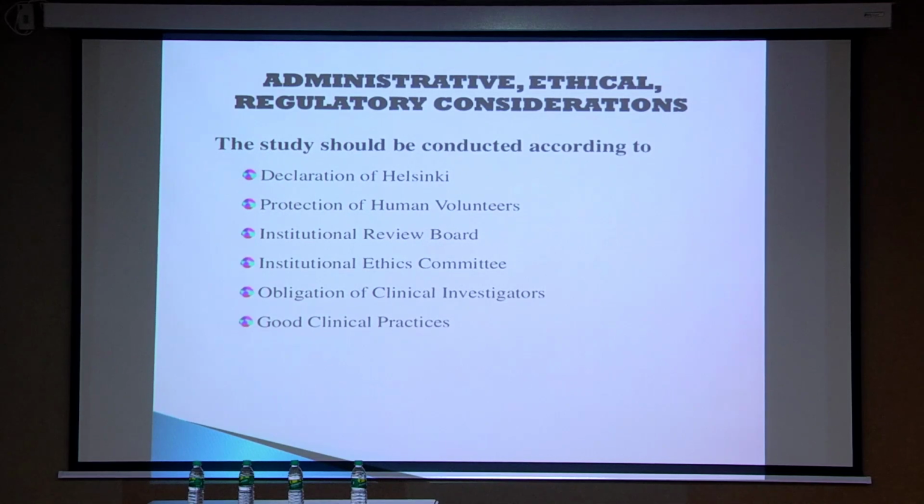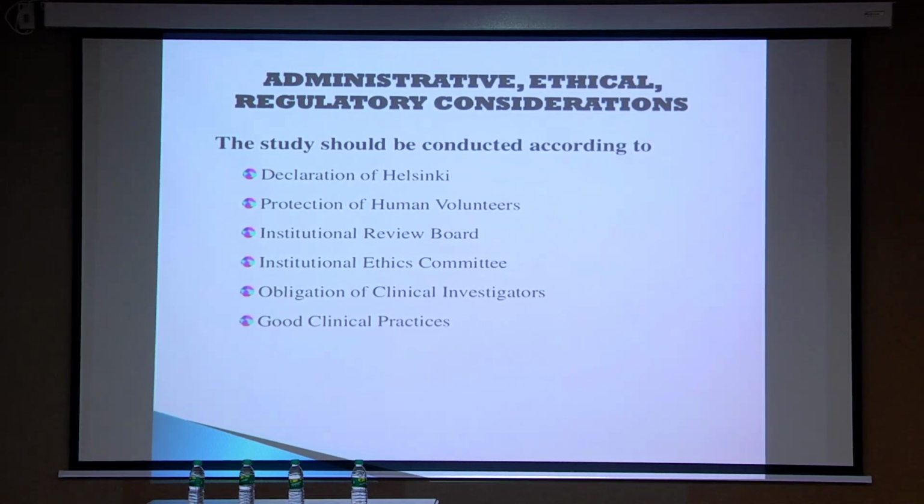Administrative, ethical and regulatory considerations: the Declaration of Helsinki. This is the protection of humans, and it is very important at the final stage. There is a participant information sheet, and certain questions are to be given to the participants. Those questions need to be answered by declaration according to the standard Declaration of Helsinki. Then it goes to the institutional review board, followed by the institutional ethical committee, after their comments.